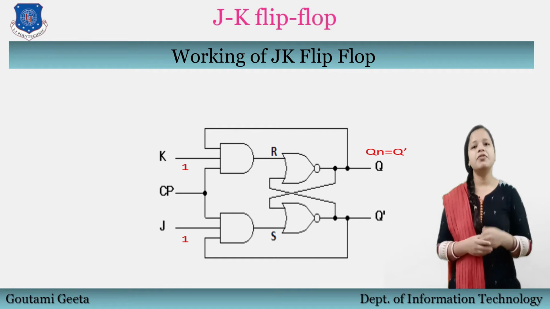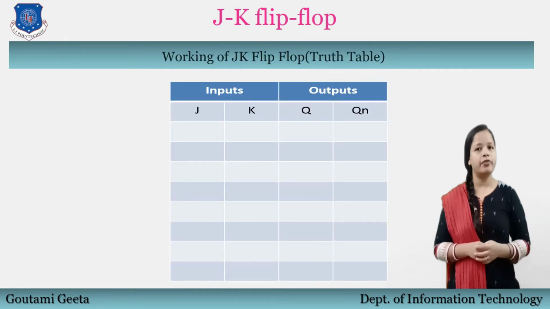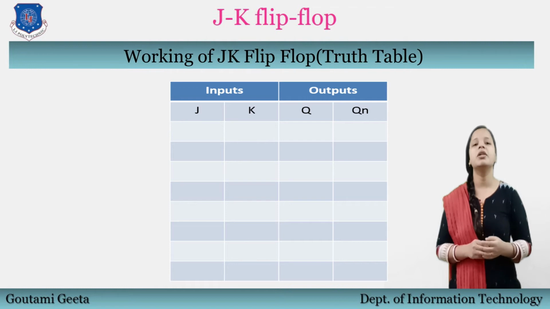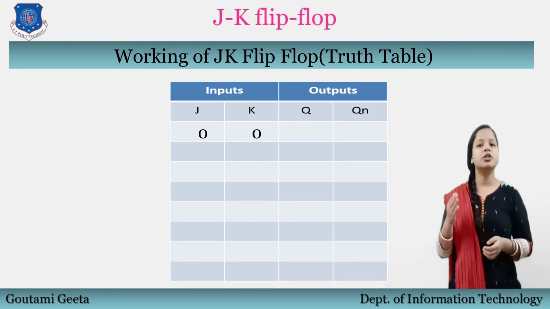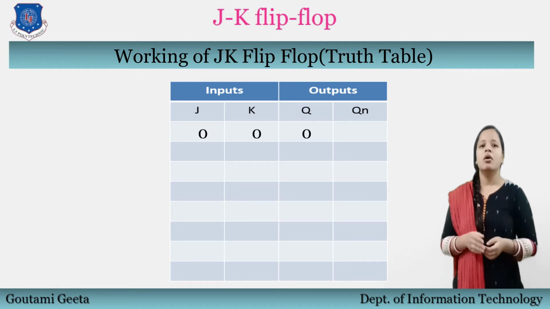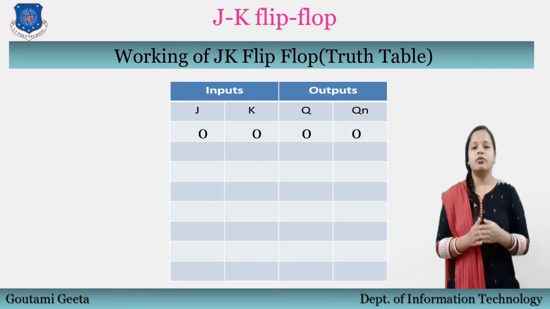Now, from the previously explained working of this flip-flop, we can draw the truth table for it. When J is equal to 0 and K is equal to 0, for Q is equal to 0 we get Qn is equal to 0, and when Q is equal to 1 we get Qn is equal to 1.